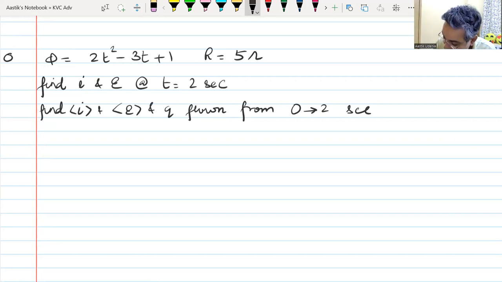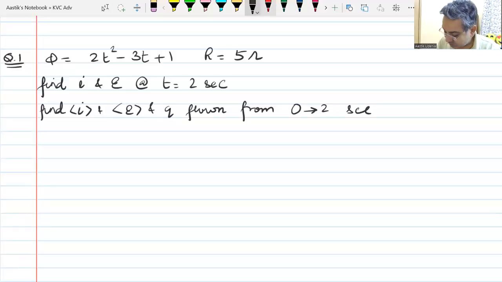So you have a flux linked with a coil. The resistance of the coil is 5 ohms. You have to find the current and EMF in the coil at 2 seconds. You have to find the average current and average EMF and the charge flown through the coil from 0 to 2 seconds. I hope the question is clear. I'll give you 2 minutes to give me the answer.